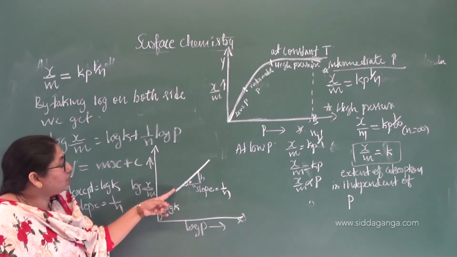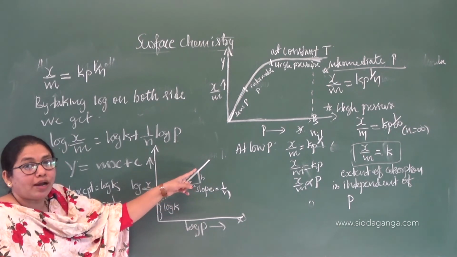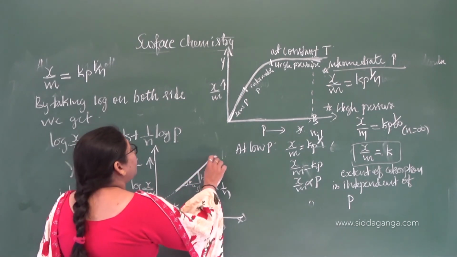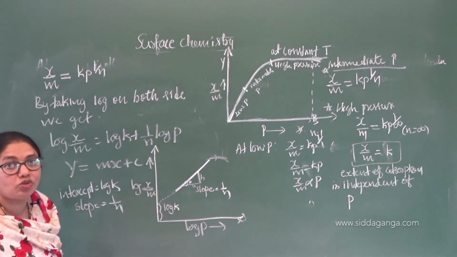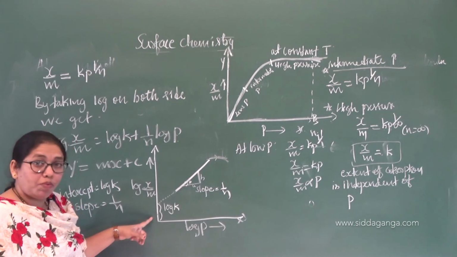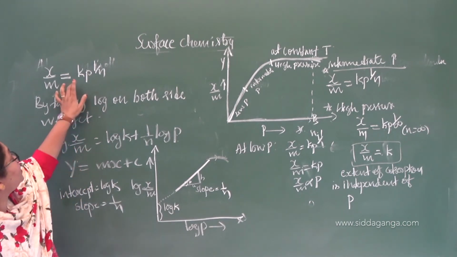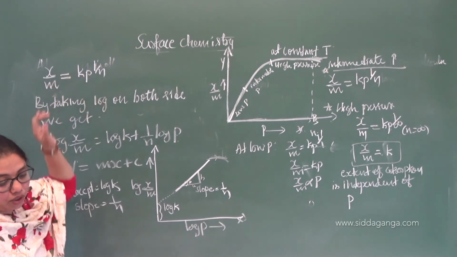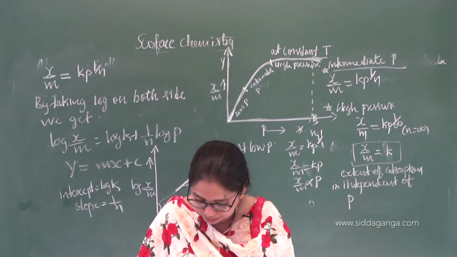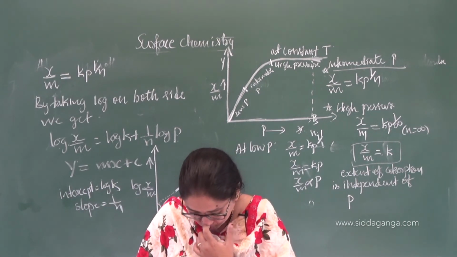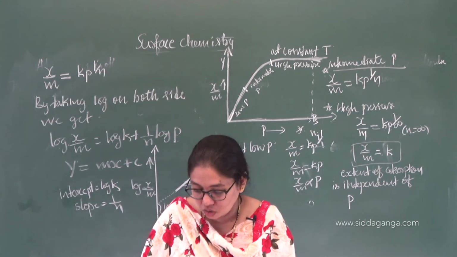Here also you can see that as the pressure increases, the adsorption increases, and after that there will be a curvature, a deviation. That means saturation has been reached. This is very important. This is the logarithmic form of the Freundlich adsorption isotherm. This is the experimental result, and the experimental isotherm is applicable up to saturation.